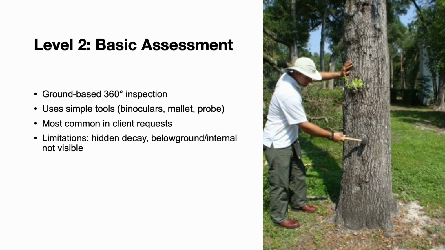Level 2 is the most commonly used. It's a full visual inspection of the tree and the surrounding site. The arborist looks at all the sides of the tree and may use simple tools like binoculars or a mallet. This level gives more reliable information but can still miss internal or below-ground issues.